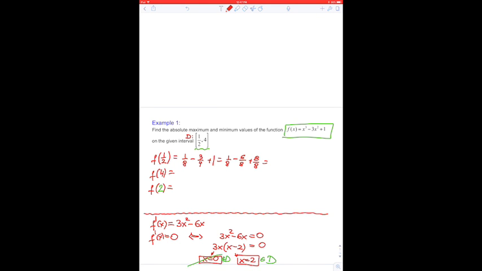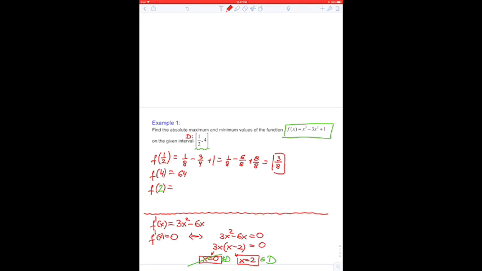What is it? Just 3/8. I believe so, because this will be 1 minus 6, negative 5. 8 minus 5 is 3. Okay, 3/8. Then let's substitute 4.